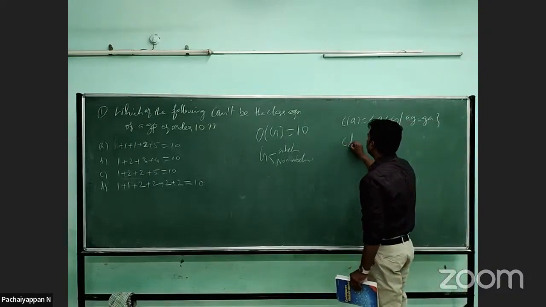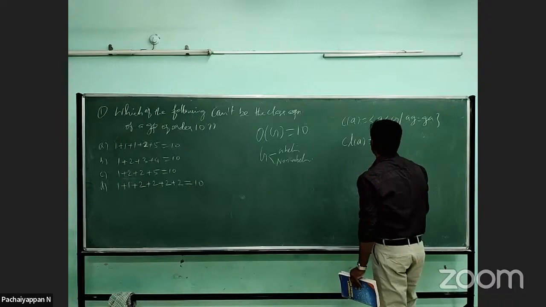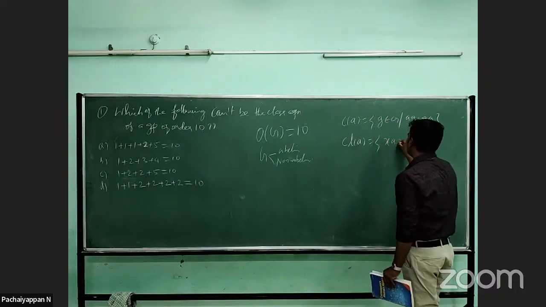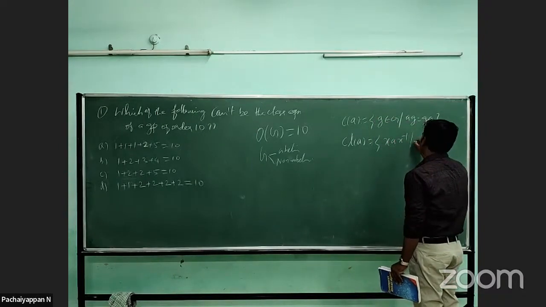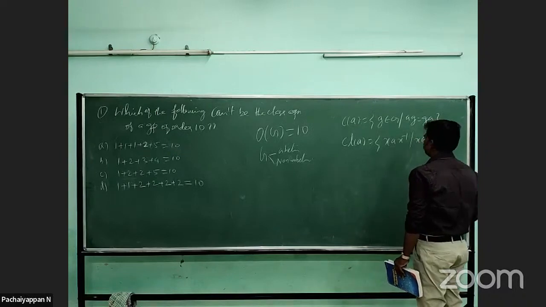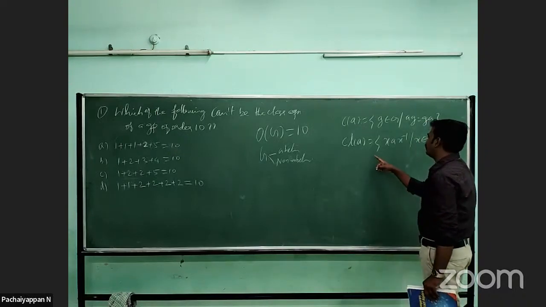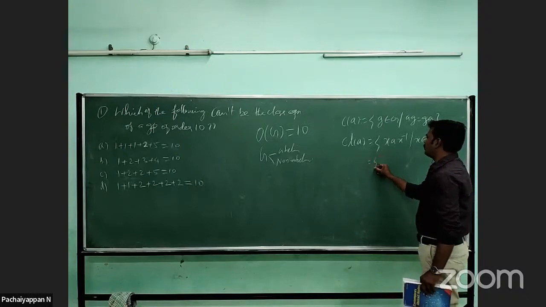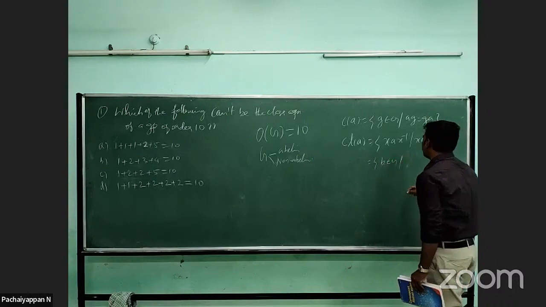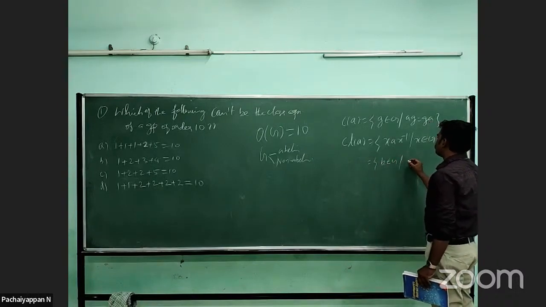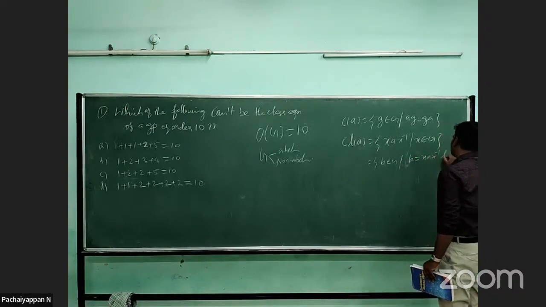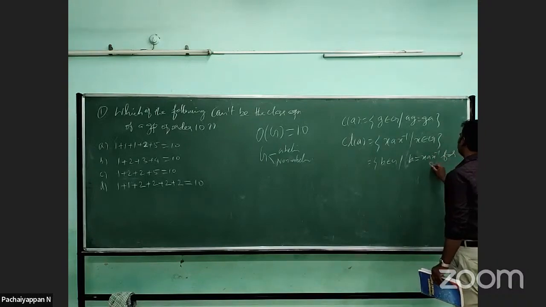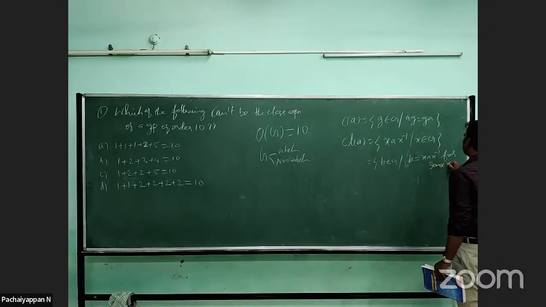And next, Cl of A. What is the notation of Cl of A? The set of x a x inverse such that x belongs to G. This is the shortest notation. Or otherwise, we can write the set of all b in G such that b equals x a x inverse for some x in G.